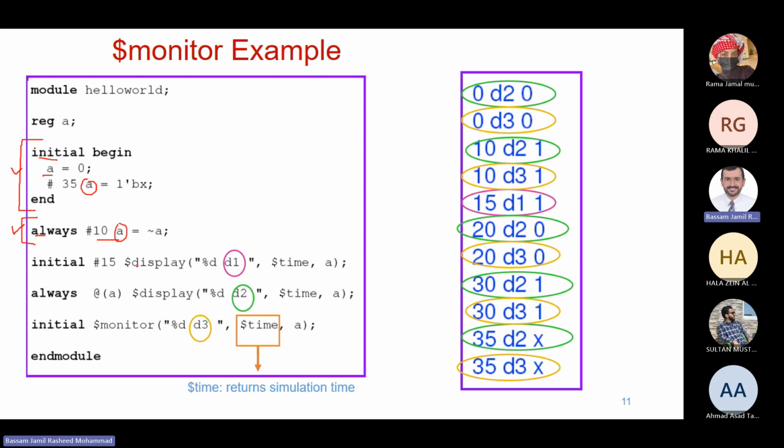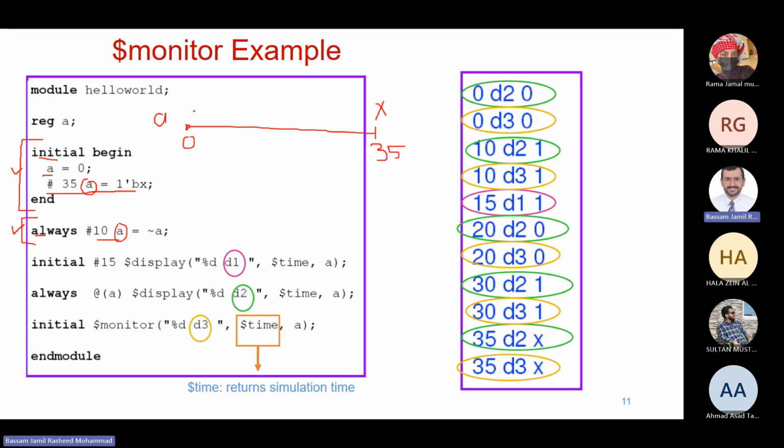But in this example, what it's trying to display for you is what happens to the value of A. So we'll take it just as an example. Here you start the simulation from time 0, where A equals 0. And then after 35 you set A to X. So you go all the way, and at time 35, you set A to X.